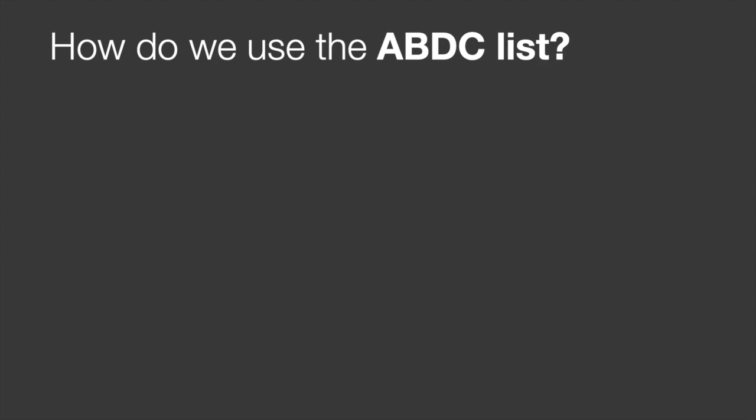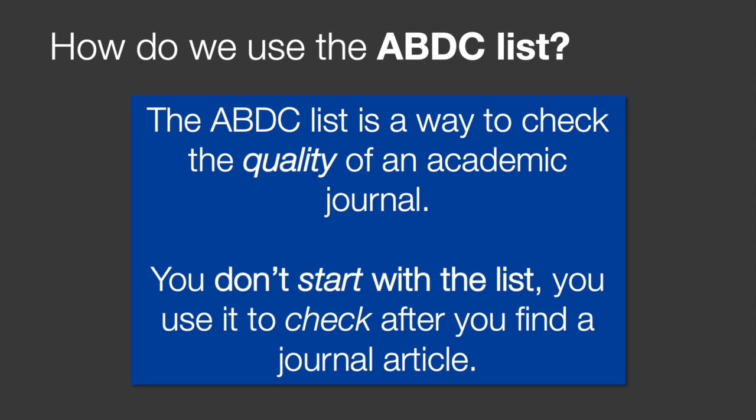One of the questions that we get asked regularly in business is how do we actually use the Australian Business Deans Council list? The ABDC list is a way to check the quality of an academic journal that you found. You don't start with the list to conduct your research, you use it as a check after you've found a journal article. So how would you do this?